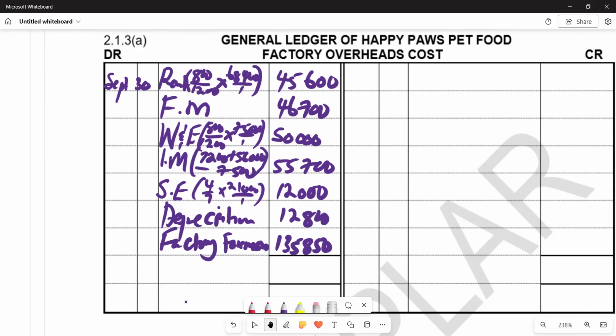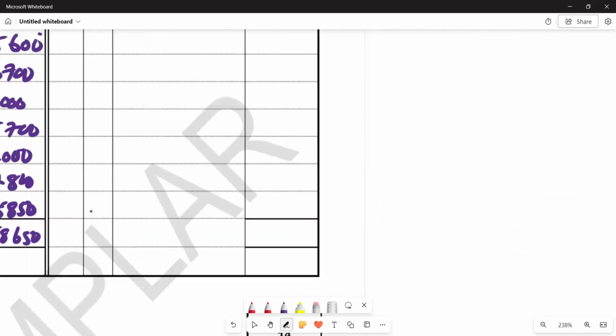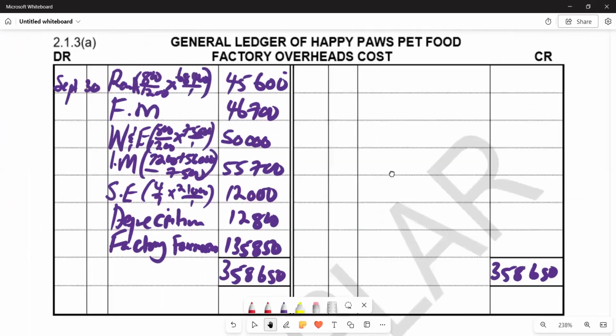So this is what we can now add, all the overheads that we have, and then the total comes in between the lines. If we add from this figure down to this figure, the total that we are supposed to get there is 358,650. And it's supposed to come on both sides, in between the double lines, it's also supposed to be 358,650. And you see that on the credit side, we have nothing there.